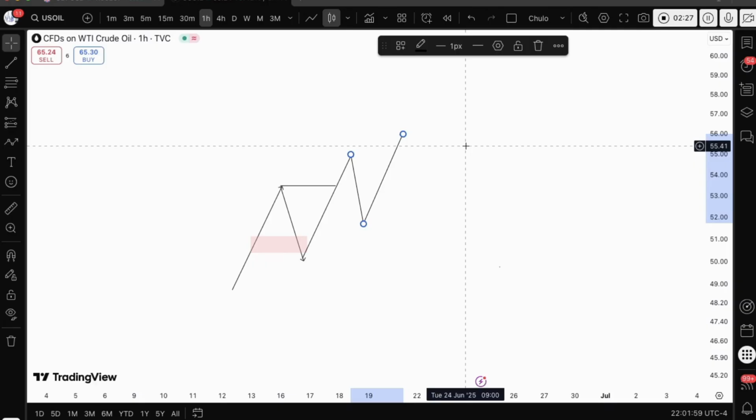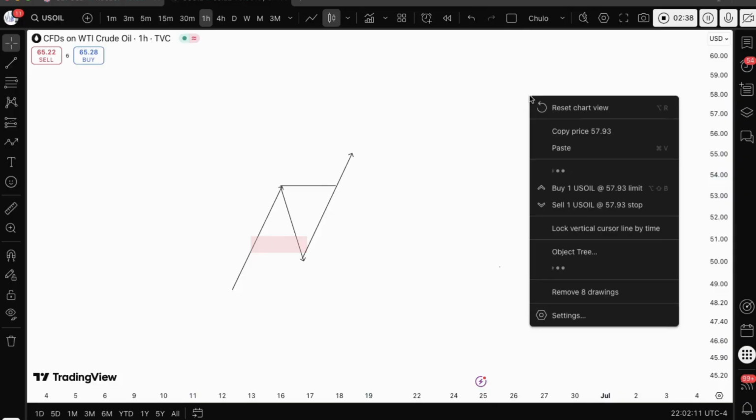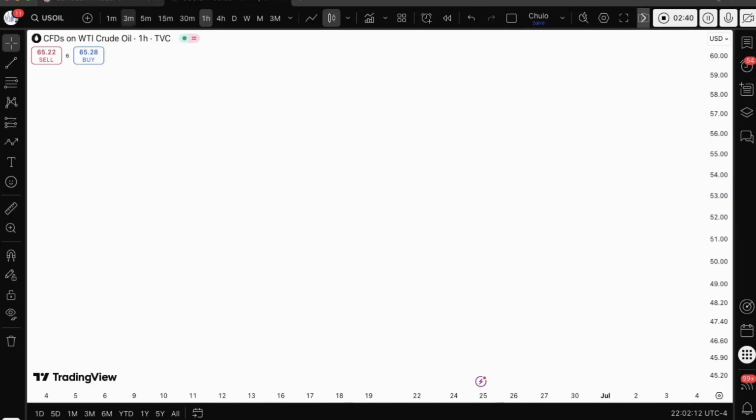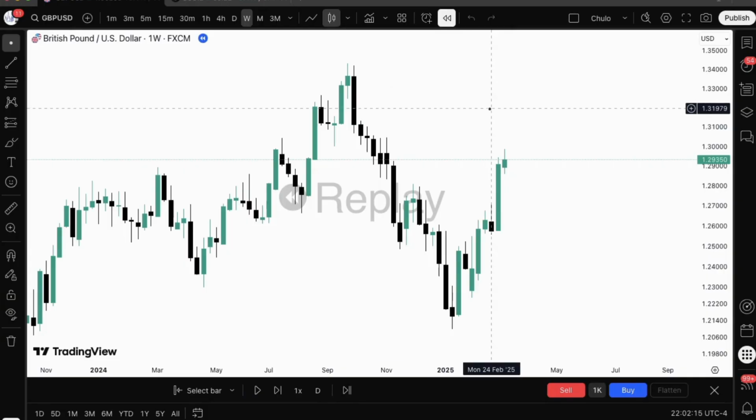You don't need any other thing. This is basically how internal range to external range liquidity and external range to internal range liquidity works. All right, so let's use a little example.